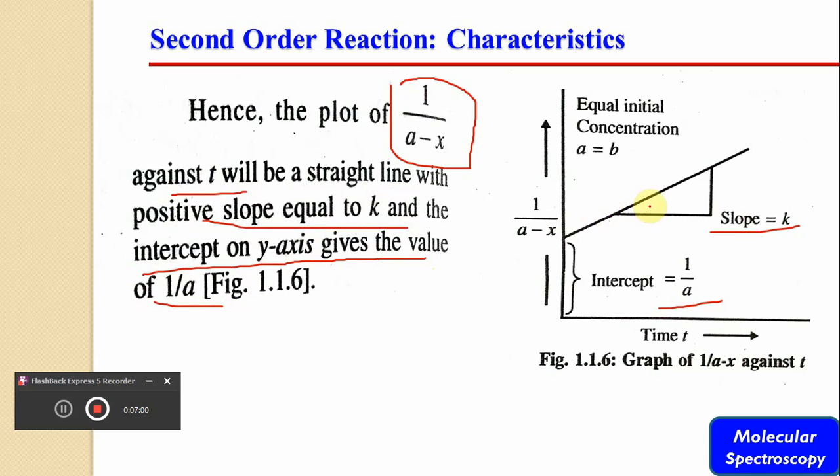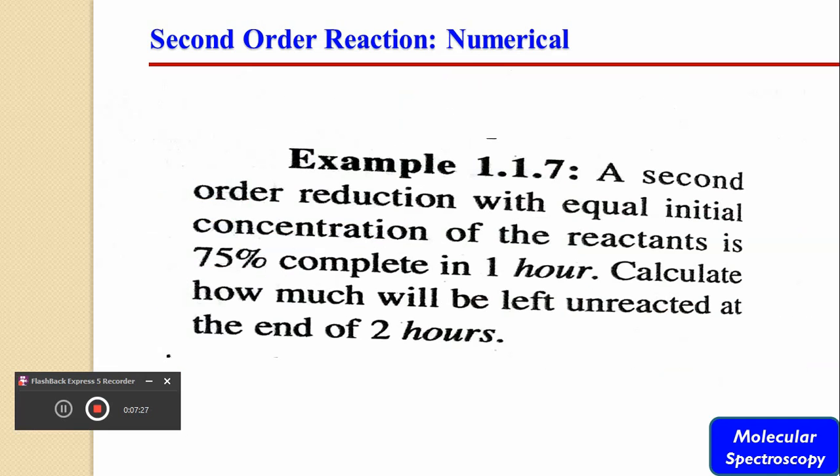So this is the straight line that we are getting, and the slope of this line will be equal to k, and the y-intercept will be equal to 1 upon a. From this graph we can calculate the slope of the line and the y-intercept 1 upon a, and from this we are also able to calculate the initial concentration of the reactant. So this is the nature of graph generally that we get for second order kinetics.